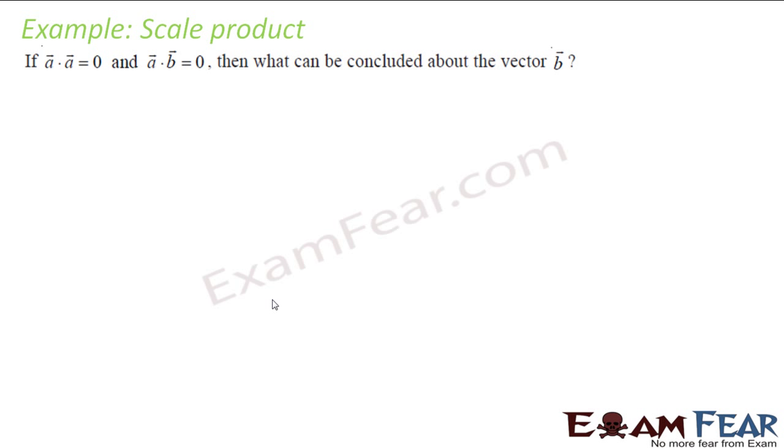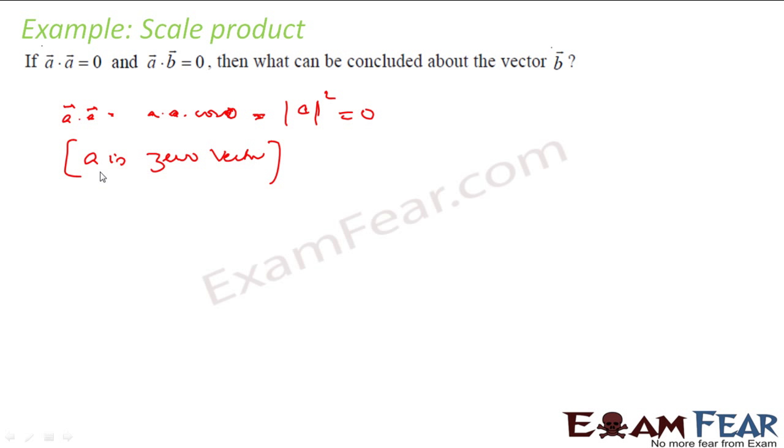Let's take one example. If we're told that a dot a is 0 and a dot b is 0, then what can we conclude about these vectors? First, a dot a is nothing but a into cos theta. Cos theta is 0 in this case. Cos 0 is 1. That is mod a square. Correct? A dot a is nothing but magnitude of a square. If this is 0, that means a is a 0 vector. That we are 100% sure with the first equation.